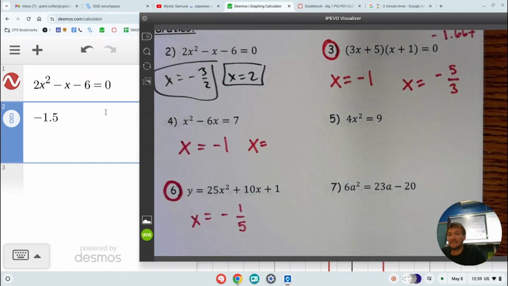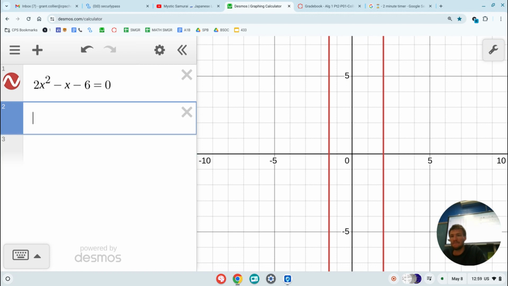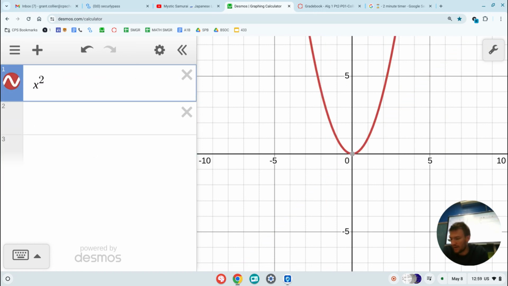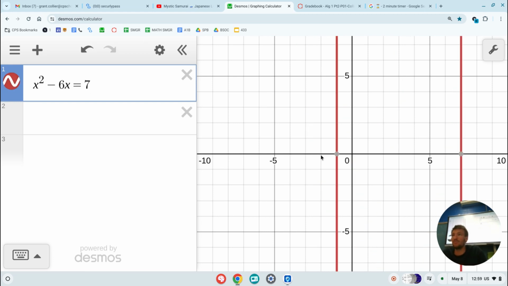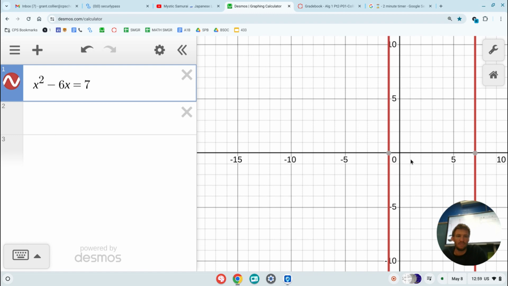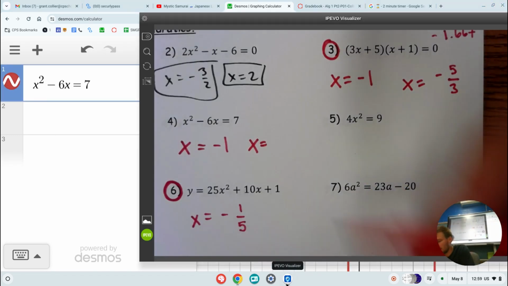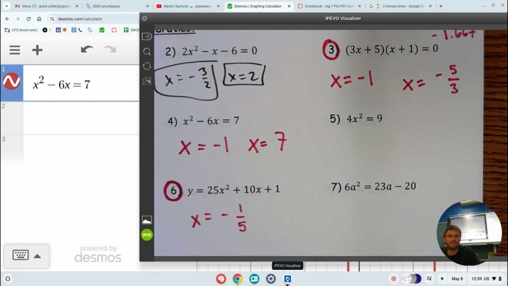So let's see. I don't know that that's quite enough. Let's say x squared minus 6x equals 7. Maybe we're zoomed in a little bit too far. It is negative 1 and positive 7. And so negative 1, positive 7.